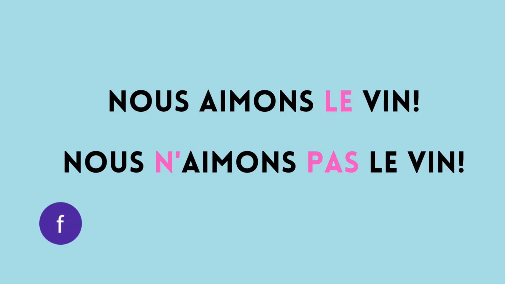The sentence goes, nous aimons le vin. We like the wine. As you can see here, the verb starts with a vowel. So when we have a vowel, we have to put an n apostrophe, and it goes that way in the negative form. Nous n'aimons pas le vin. We don't like the wine.